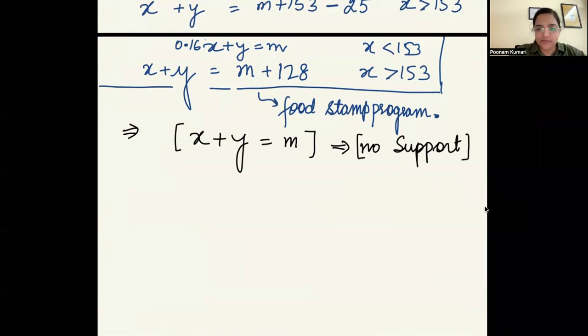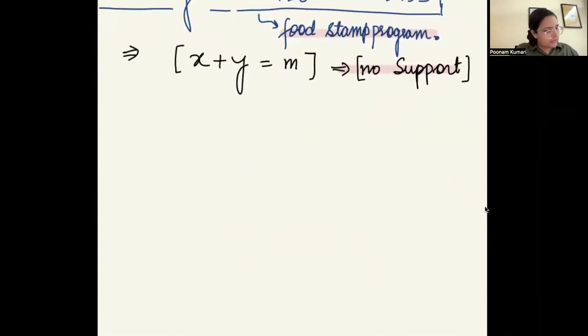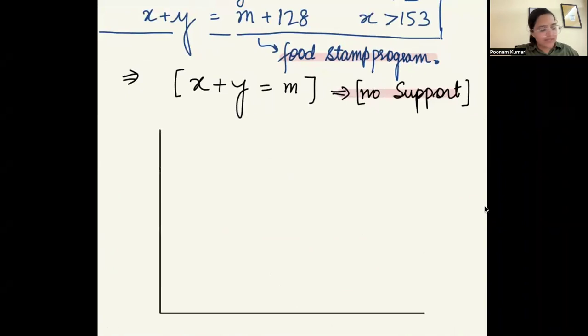So let's try to see these things. Are they helpful? How are they helpful? This is my food stamp program. This is the no stamp situation. Okay, let's try to plot these. So how will we plot this X plus Y equals M line? M on the x-axis, M on the y-axis. Join these two and you are done. Right? Okay, so this was my first situation, no support.